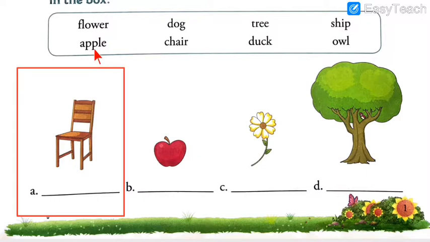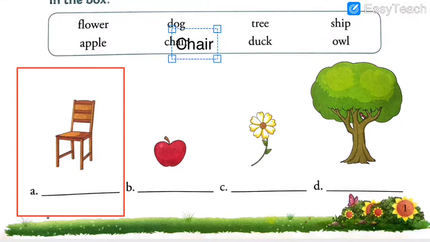No. Is this apple? No, this is not the apple. Is this dog? No. Is this a chair? Wait a minute. Yes, this is the chair. So where do you have to write the answer? Here in these blanks. So let us write the answer. I am also going to write it with you.